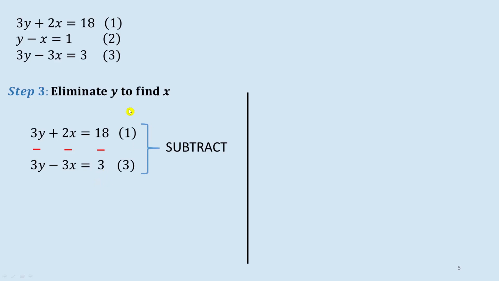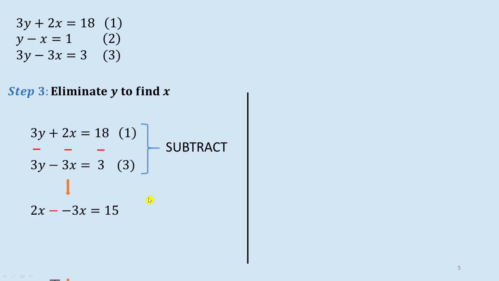Now if I subtract these two equations, if I do 3y minus 3y, what am I going to be left with? I'm going to be left with 0. So that's going away, so I'm not showing that here. Now we've got 2x minus 3x. I've highlighted the red subtraction line here. And 18 take away 3 gives us 15. So we're left with 2x minus 3x equals 15.